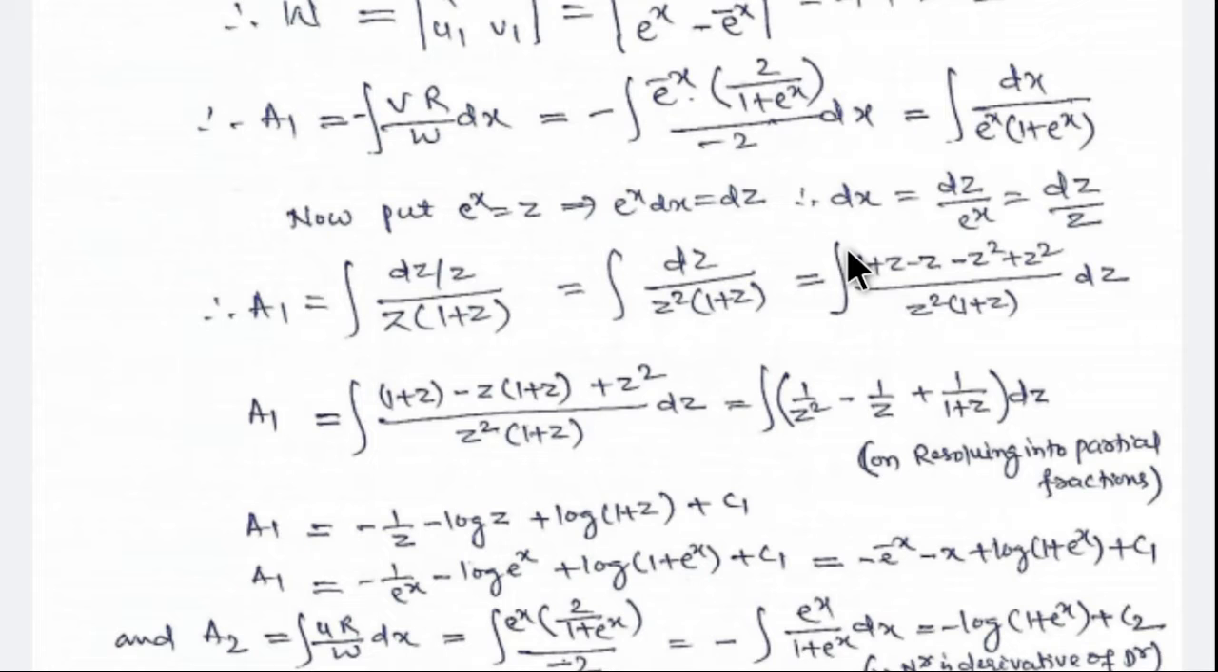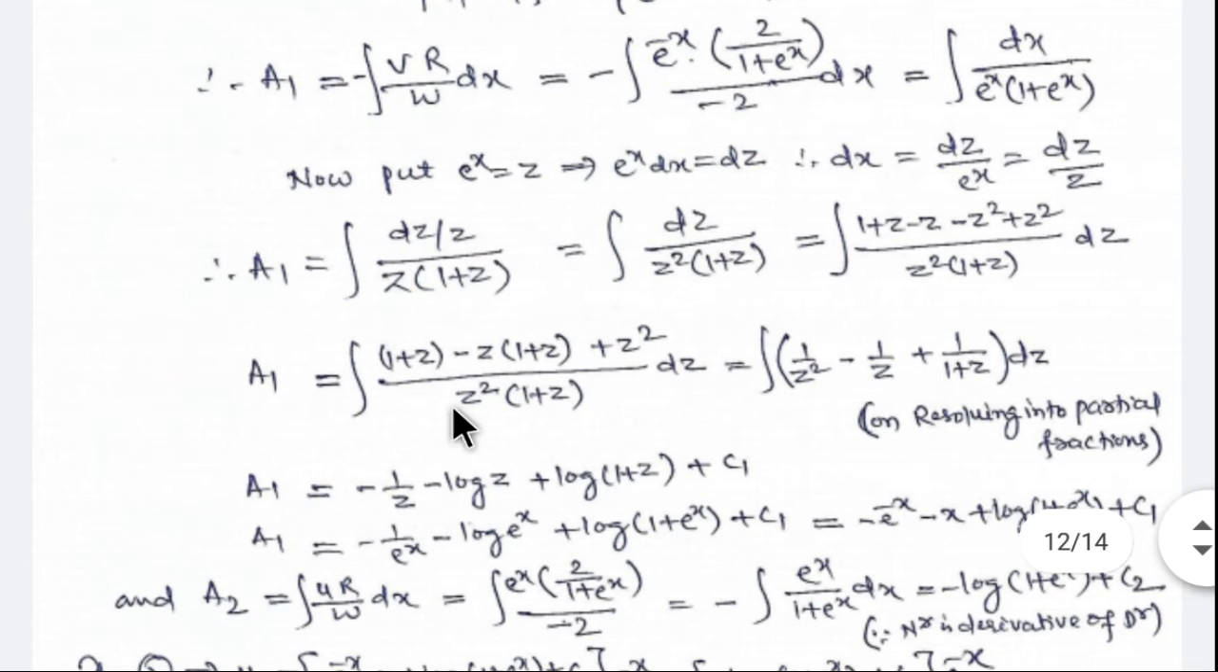This is not easy to integrate, so make it integrable. In the numerator, adding and subtracting z and z square, you can do that. That is 1 plus z minus z square plus z square, dz. You can write that. So next step, a1 is equal to the integral of, you can group it.